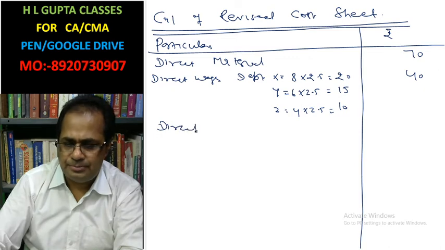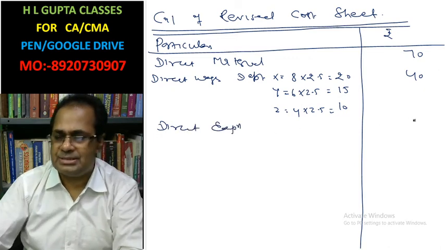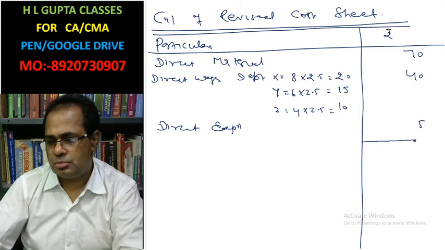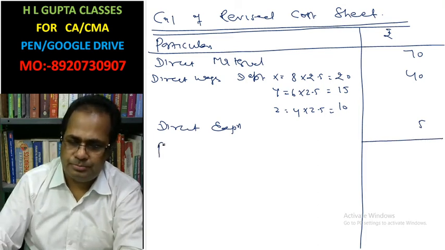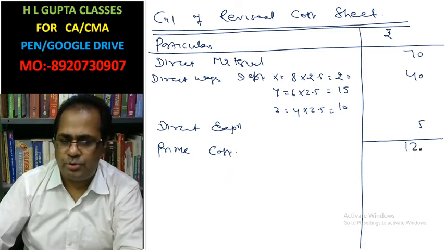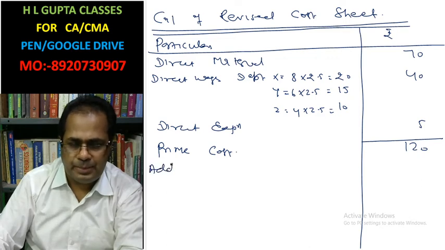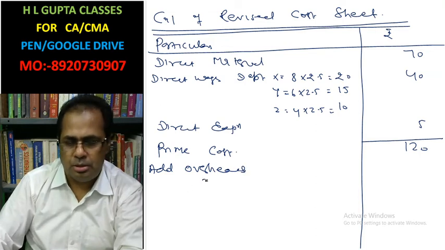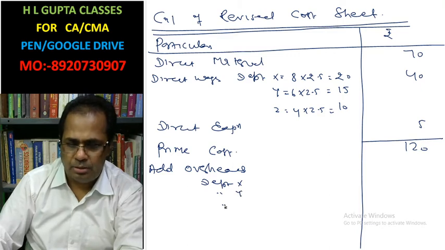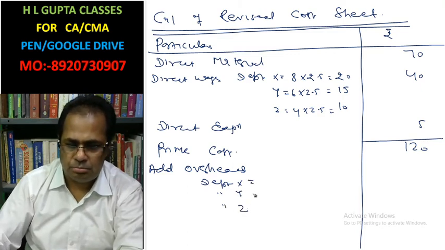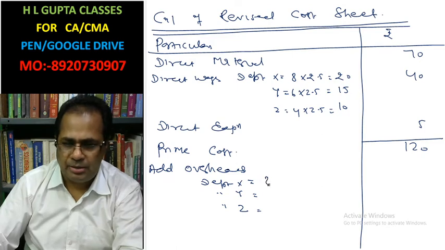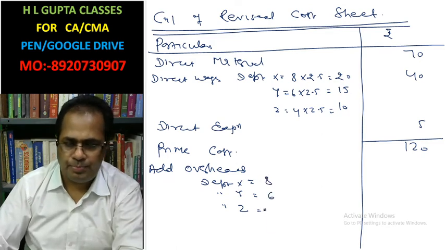Direct expenses, this is given as 5. Prime cost: what is the prime cost here? 120 is the prime cost. Now add overheads, again for departments X, Y, Z with 8, 6, 4 hours.